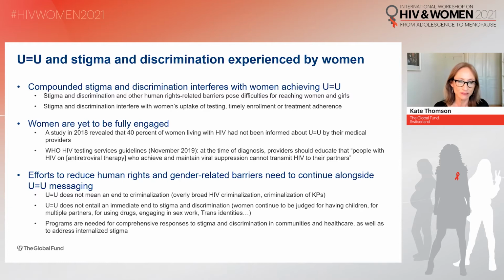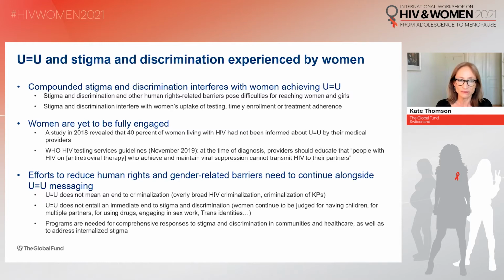Another challenge is that many women are yet to be fully engaged. In a study in 2018, it was revealed that 40% of women living with HIV had not been informed about U=U by their medical practitioners. WHO HIV testing service guidelines, which were launched in November 2019, state that at the time of diagnosis, providers should educate that people with HIV on antiretroviral treatment who achieve and maintain viral suppression cannot transmit HIV to their partners. Clearly, this is not happening. And it's clear that efforts to reduce human rights and gender-related barriers need to continue alongside U=U messaging.